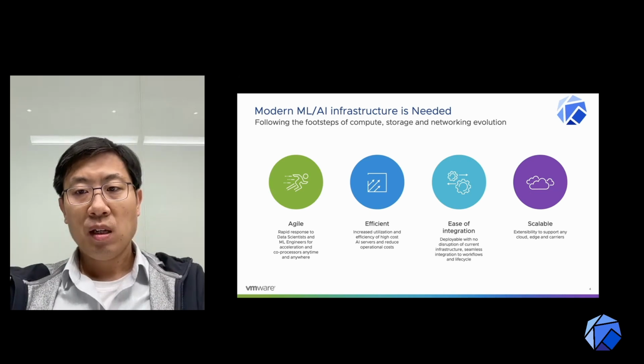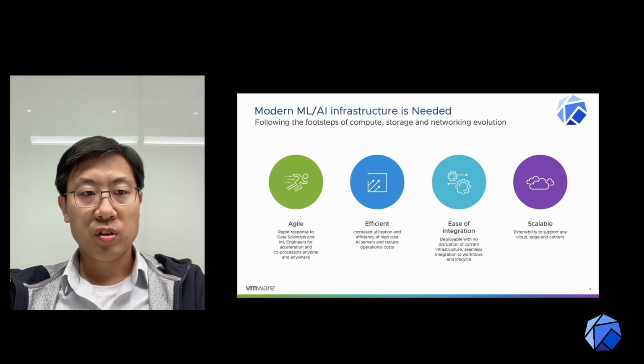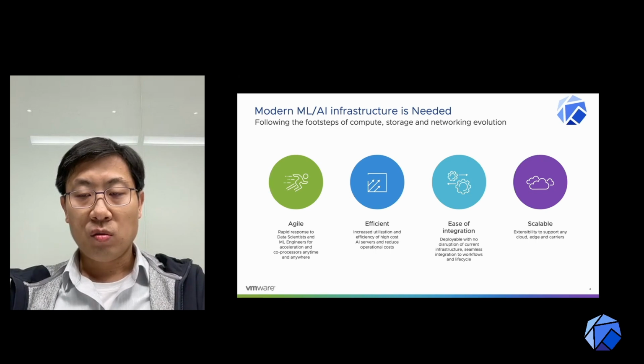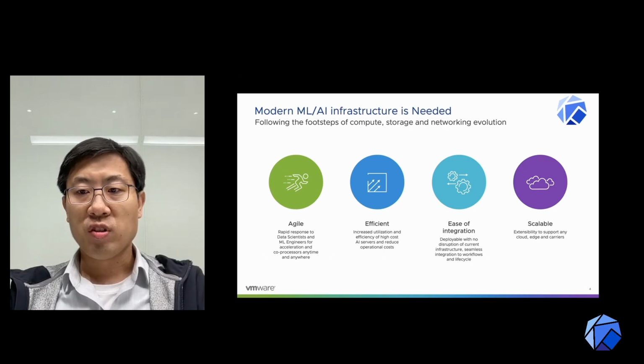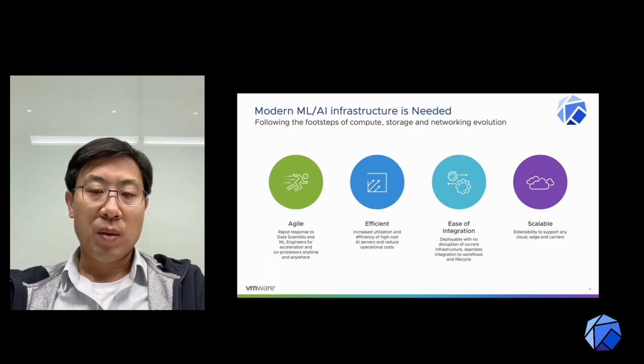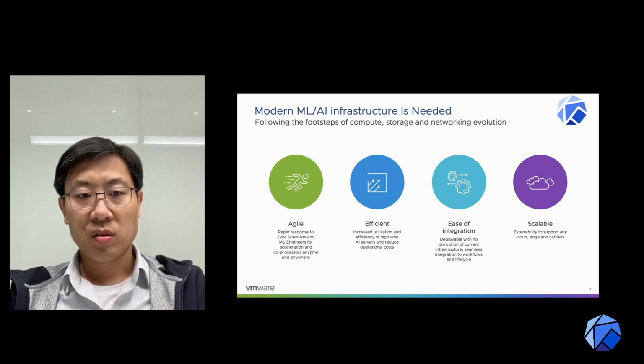To summarize, a modern AI and machine learning infrastructure needs to, first, be agile. It means rapid response to requests from data scientists and machine learning engineers for acceleration and co-processors anytime and anywhere. So later in this talk, I will show a demo of how we leverage Kubeflow and GPU management capabilities provided by vSphere Tanzu to rapidly respond to requests from these personas.